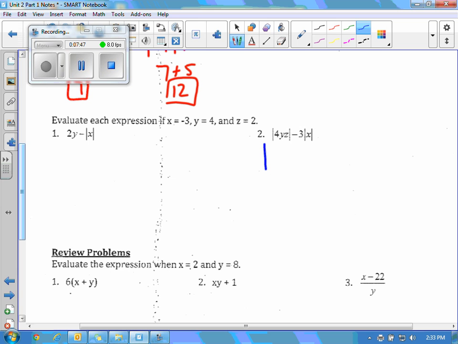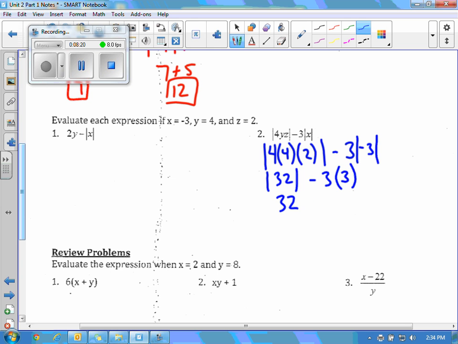So first thing, I'm going to keep my absolute value marks. I'm going to replace y with 4 and z with 2. Then I'm going to subtract, and that's 3. Let's plug in a negative 3 for x. So absolute values are a form of grouping symbols. So I'm going to do all my work first. 4 times 4 is 16 times 2 is 32. And then I have 3 times the absolute value of negative 3, which is 3. The absolute value of 32 is 32, minus 3 times 3 is 9. So I'll wind up with 23.